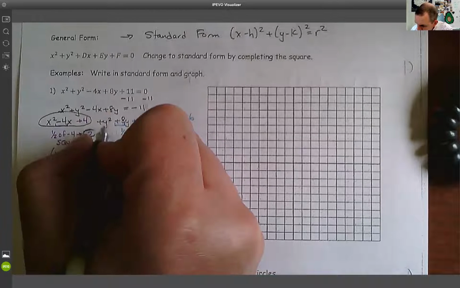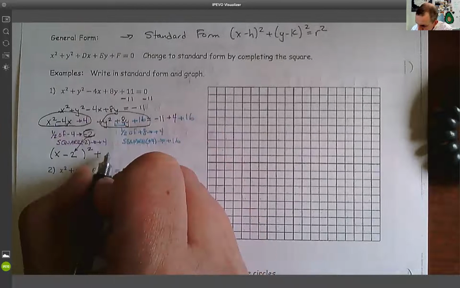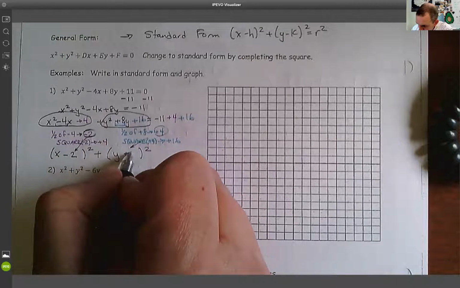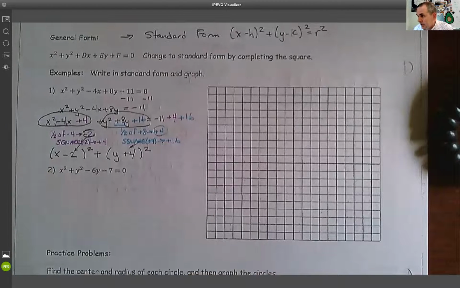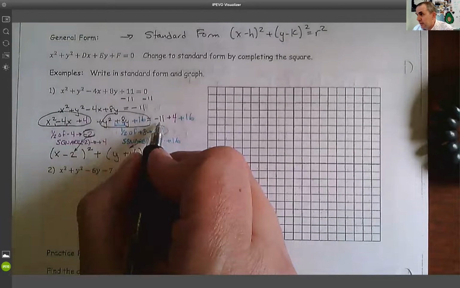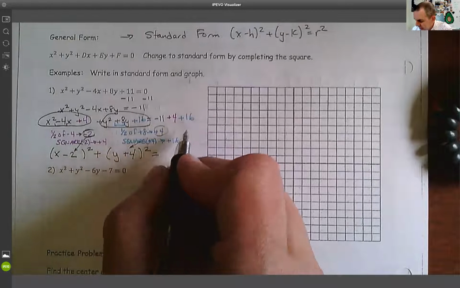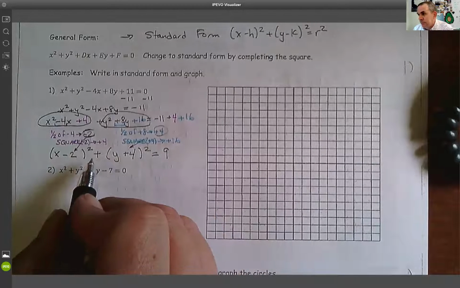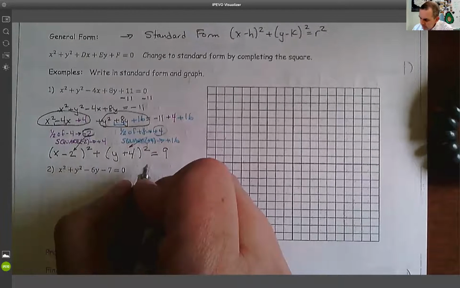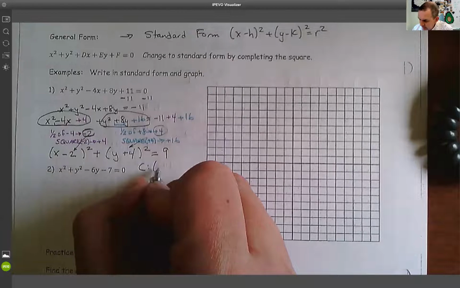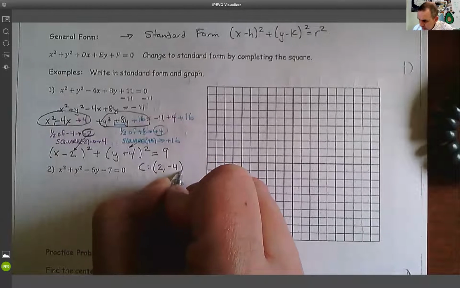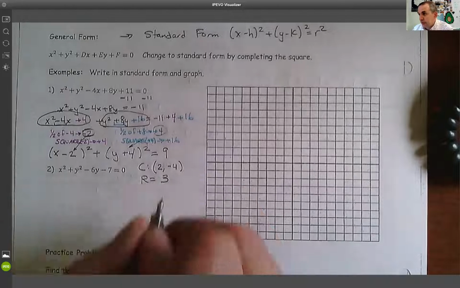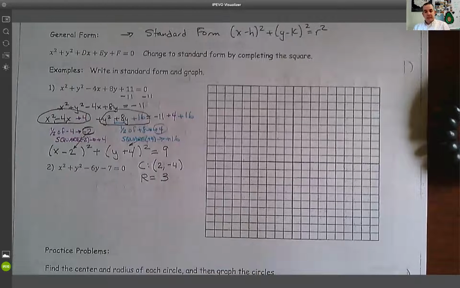Plus, do the same thing for the y. Put the y down. Whatever number I put here, this positive 4, we're going to bring down, becomes plus 4. Equals. Now I'm going to simplify this. Negative 11 plus 4 plus 16 is going to give me a 9. So now I have this in the form that I want to use. The center in this one is going to be a positive 2, negative 4, and the radius is going to be the square root of 9, or 3. So that's how we do completing the square.